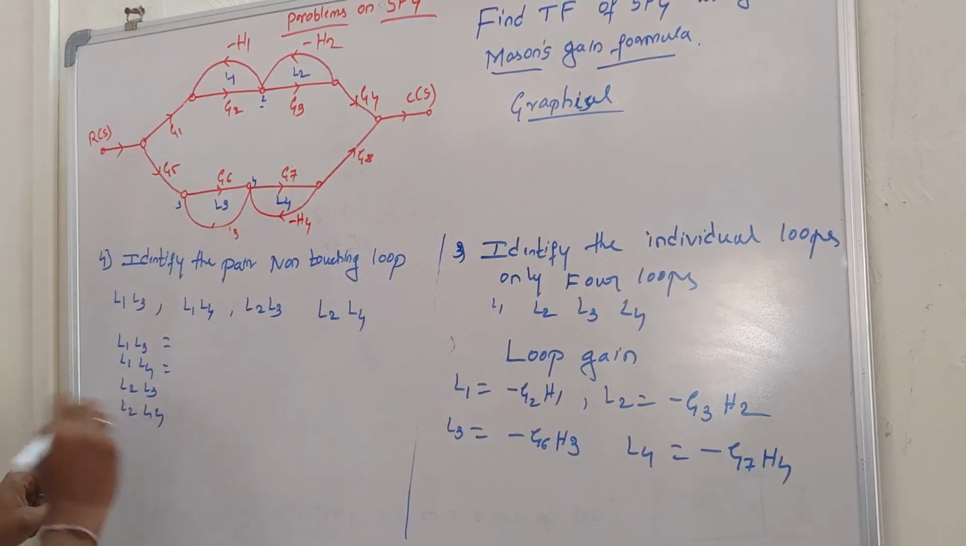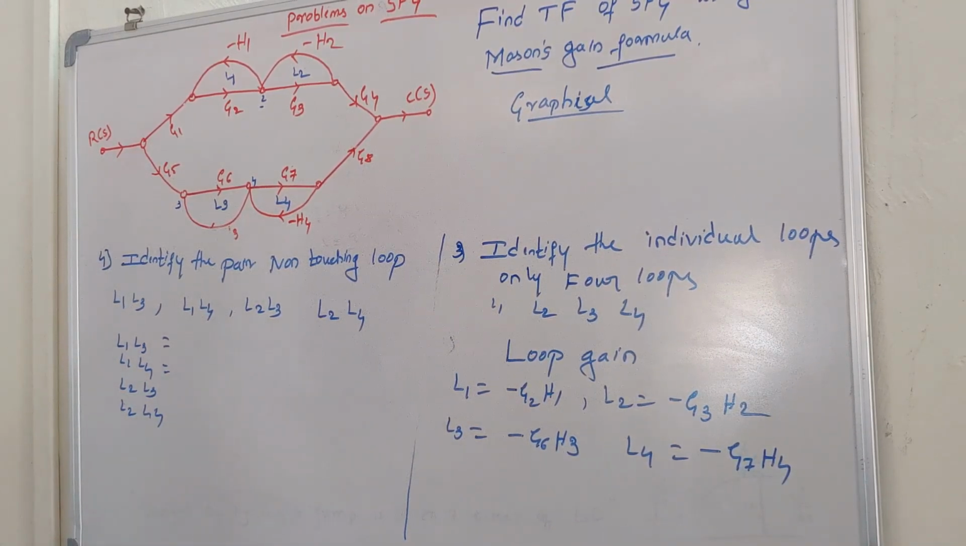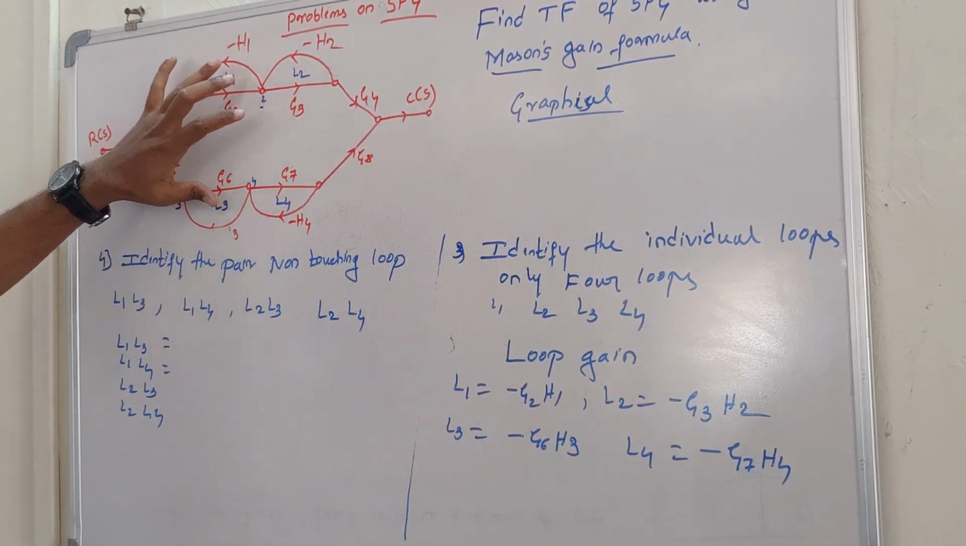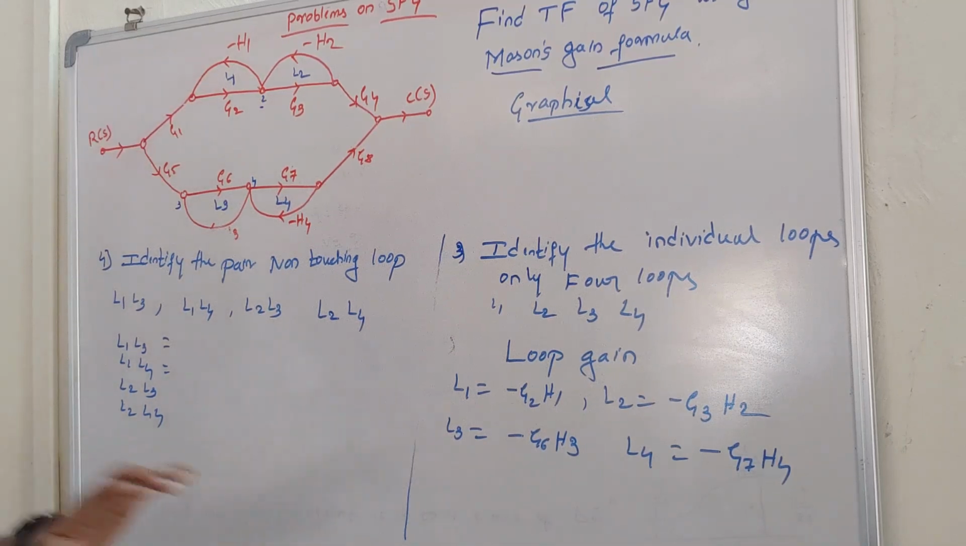Just multiply their individual loop gains. The next step within this one, there is one more possible combination we need to check. Is there any combination of 3 non-touching loops in this given signal flow graph? It means all the 3 loops should be separated. They won't share any common node.